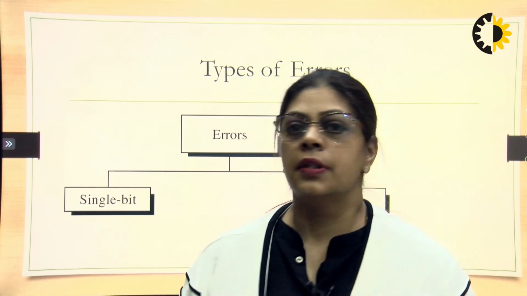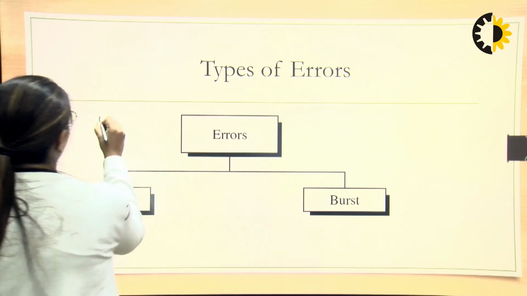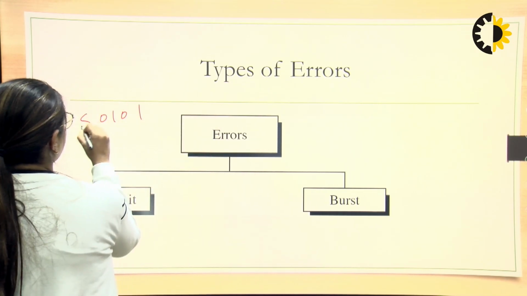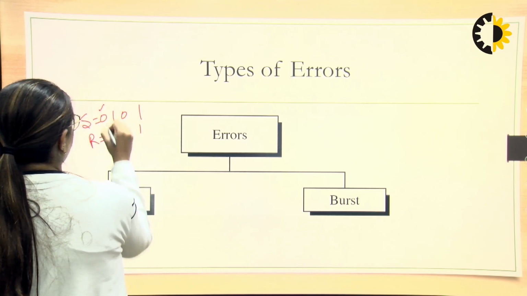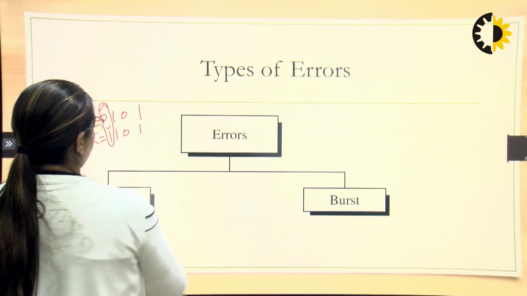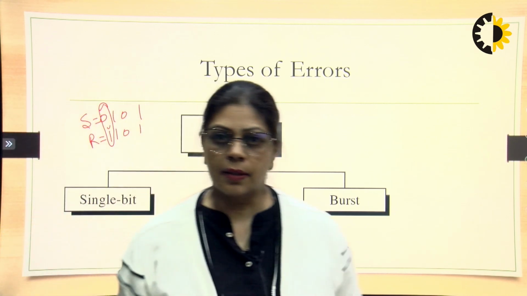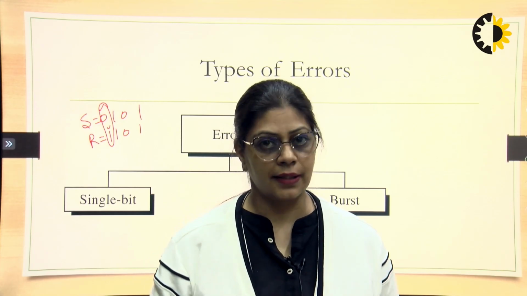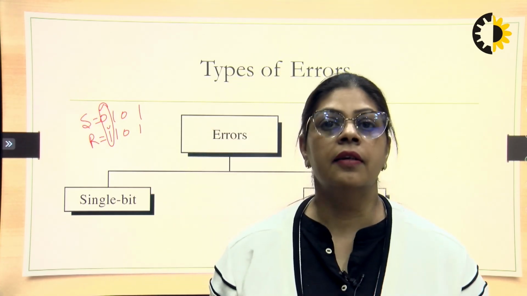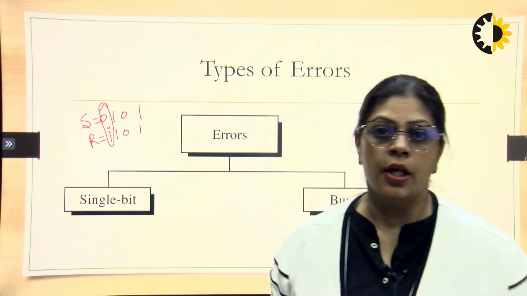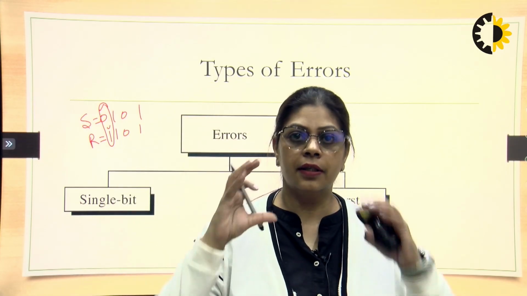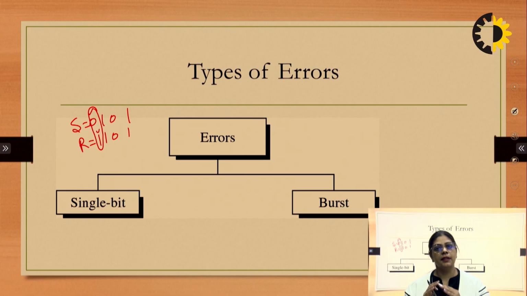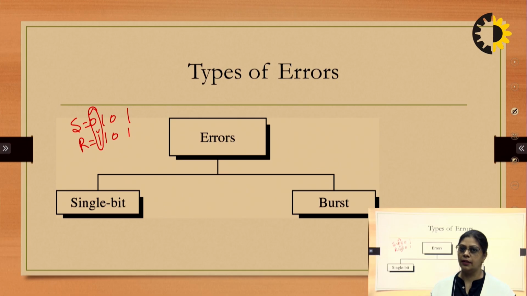Now let us suppose the sender is sending 0101, and the receiver is receiving 1101. This bit has been changed. The receiver is receiving a message, but not the message which the sender has sent. This type of thing is called an error in computer networks. So there should be some methodology where the receiver can know whether the message it is receiving is correct or not. We will be discussing various error detection techniques in this lecture.